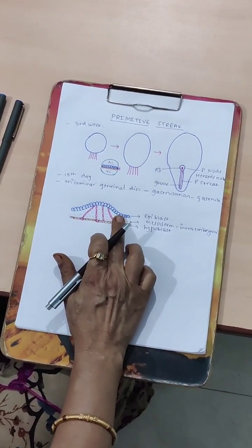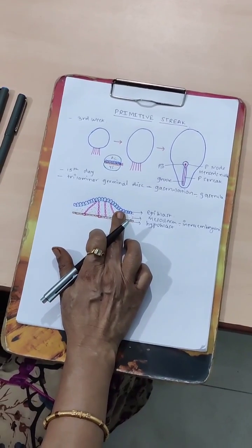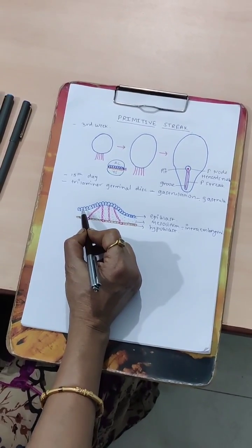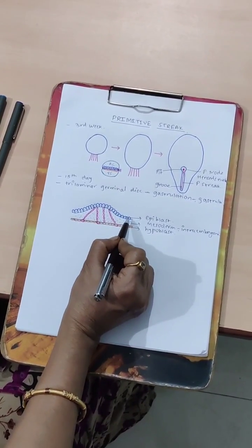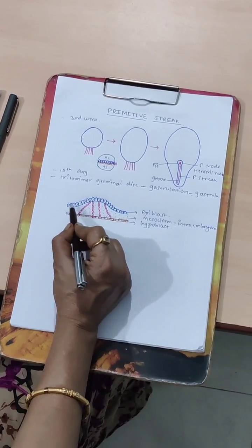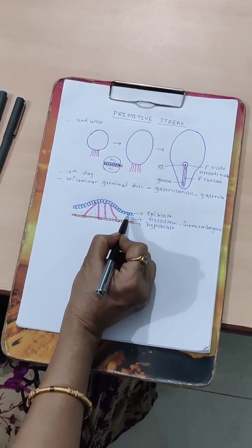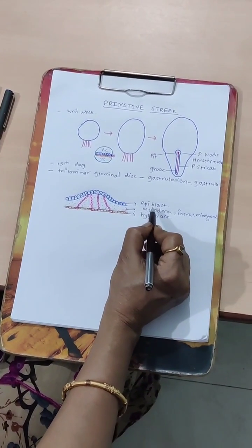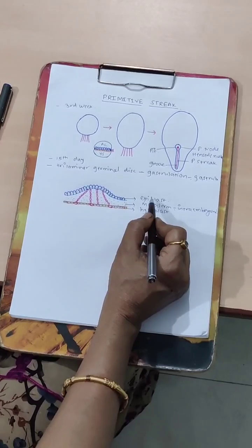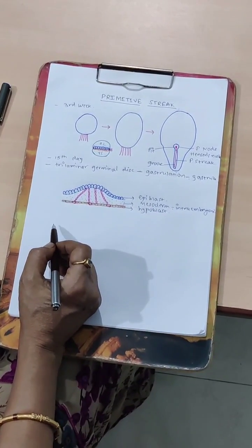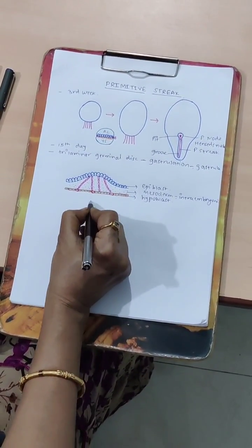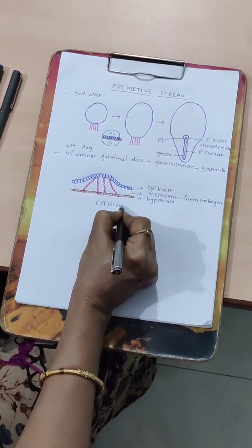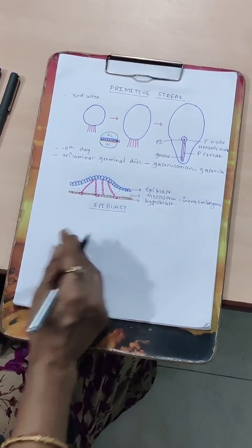Now after the formation of the secondary mesoderm or intraembryonic mesoderm, whatever epiblast cells are remaining will form the definitive or secondary ectoderm, and this is how all the three germ layers are formed. So you can say that all the three germ layers are derived from which cells? That is the epiblast cells.